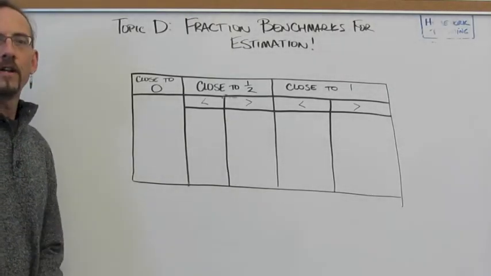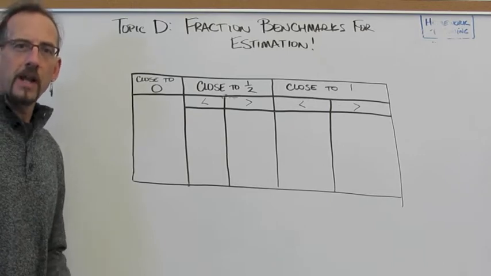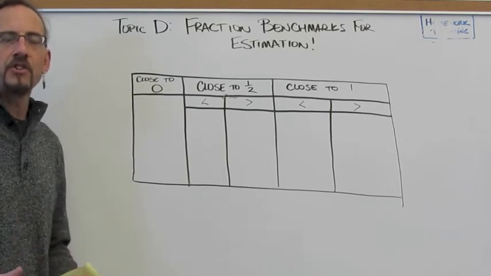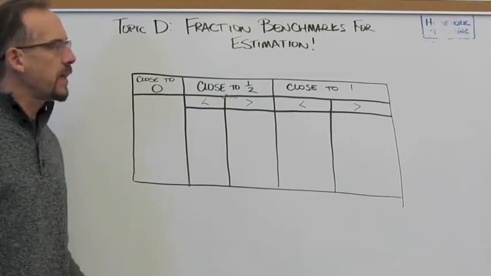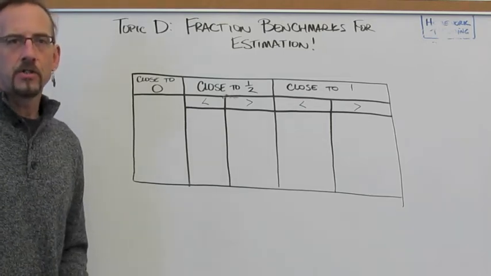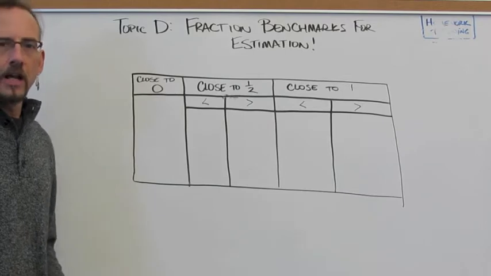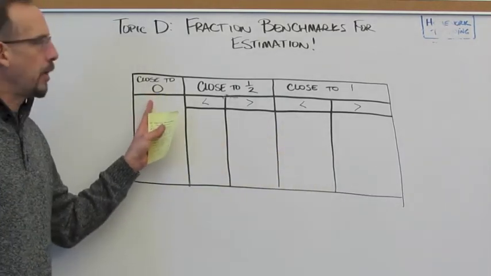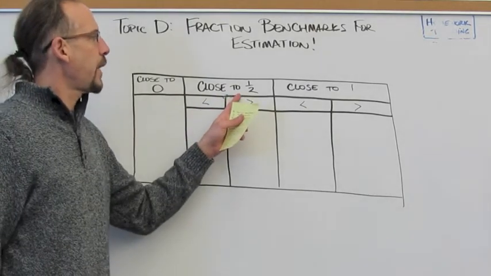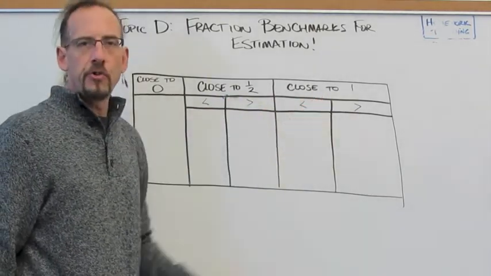Okay, now we move on to topic D, where we're going to do a lot of estimating and application of all the work we've done so far. First, we're going to start thinking about fractions in terms of some benchmarks. And those benchmarks are on this chart right here. Fractions that are close to 0, fractions that are close to a half, and those that are close to 1.